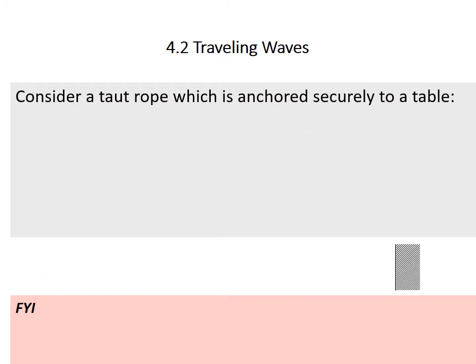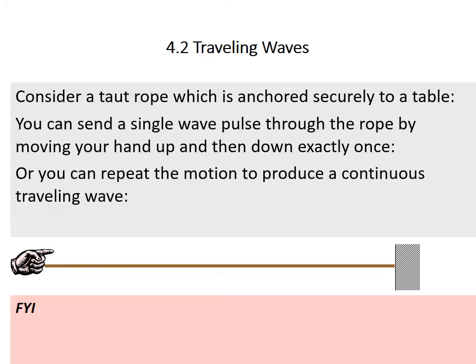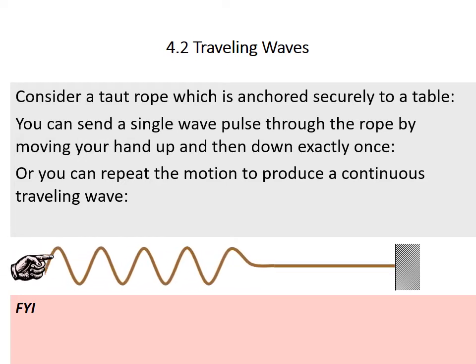So imagine we have a rope, it's secured to a table, and we're going to send a single oscillation down the rope. To do that, we'll move our hand up and down while holding the rope, and there we go, there's our vibration. It's attenuated once it reaches the end here of this fixed boundary. We can repeat this motion to produce continuous traveling waves. So up and down, up and down, up and down.